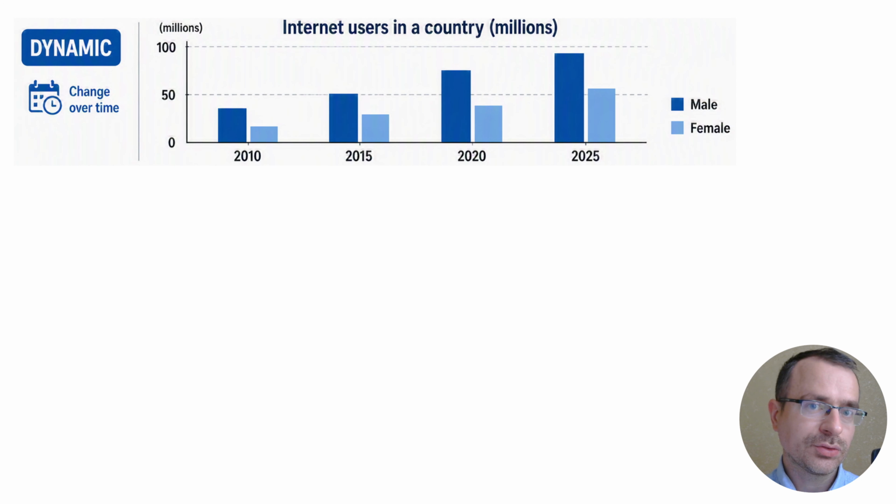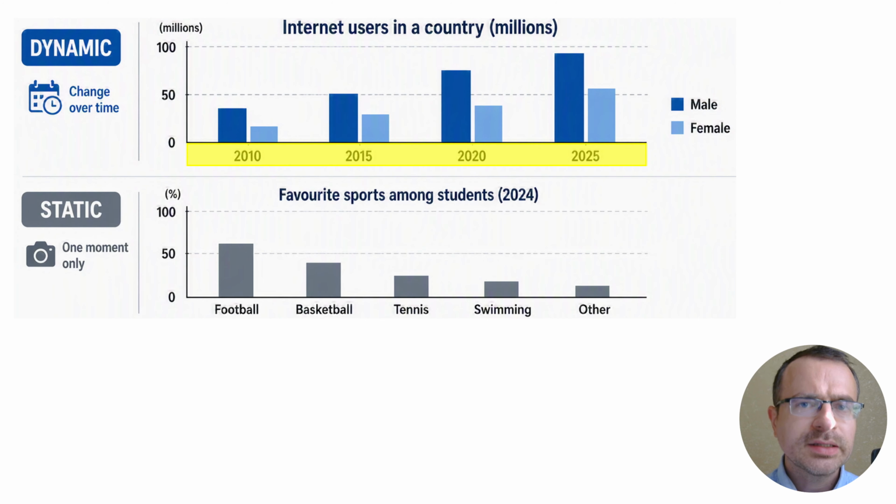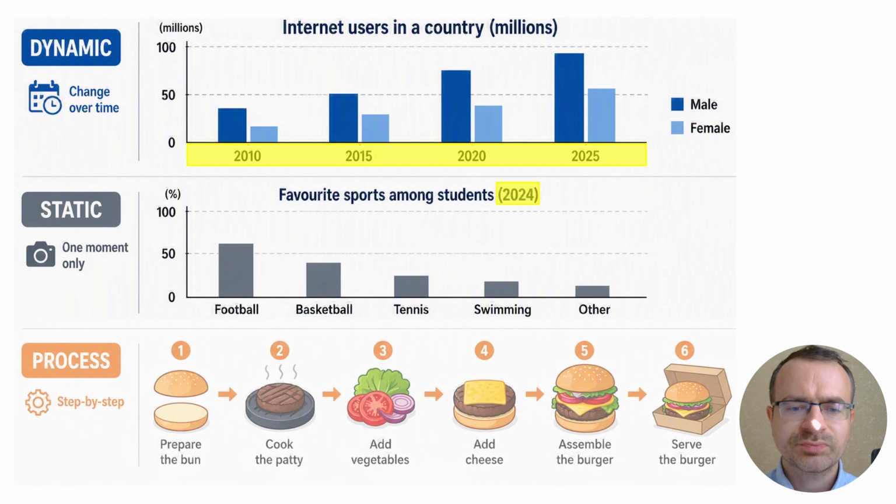In this one, you can see the internet users and country, right? Well, the point is that in dynamic, we have the change over time. And if you would look in the x-axis, you can see the continuous changes over time from 2010 to 2025. So the second example is the static charts. And in this one, they just capture the one moment, just a snapshot of the time. So in this case, we talk about the favorite sports among the students in 1 year in 2024. So this is just a snapshot of the data.